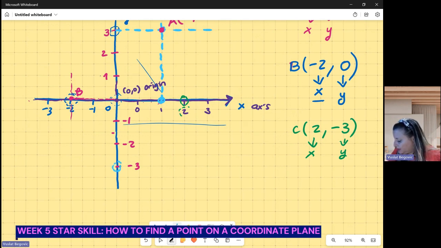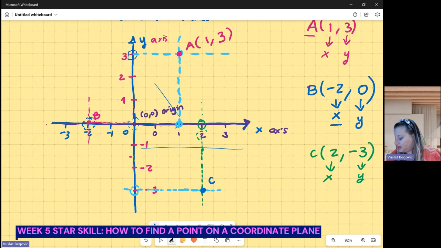So then I will make a line from this one straight, and then from here a dashed line. They meet here. Okay, and C is this point. So I have found 3 different dots, and now I will talk about quadrants.